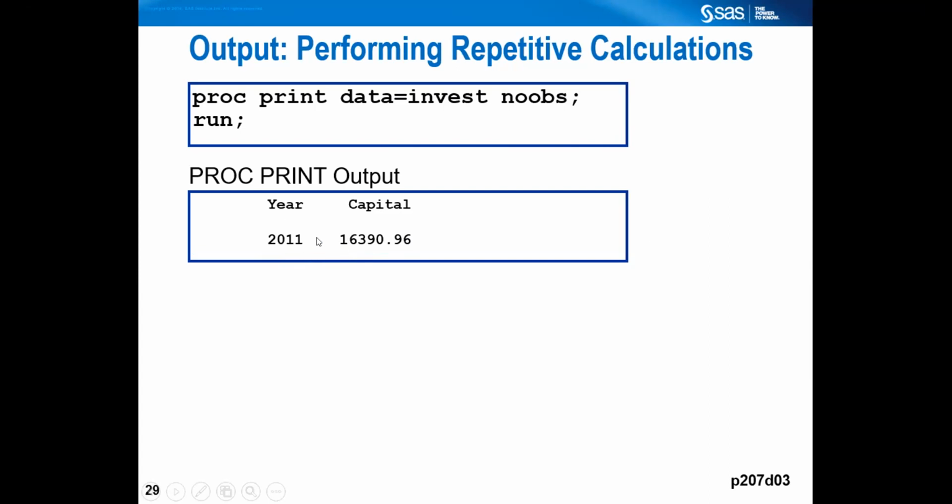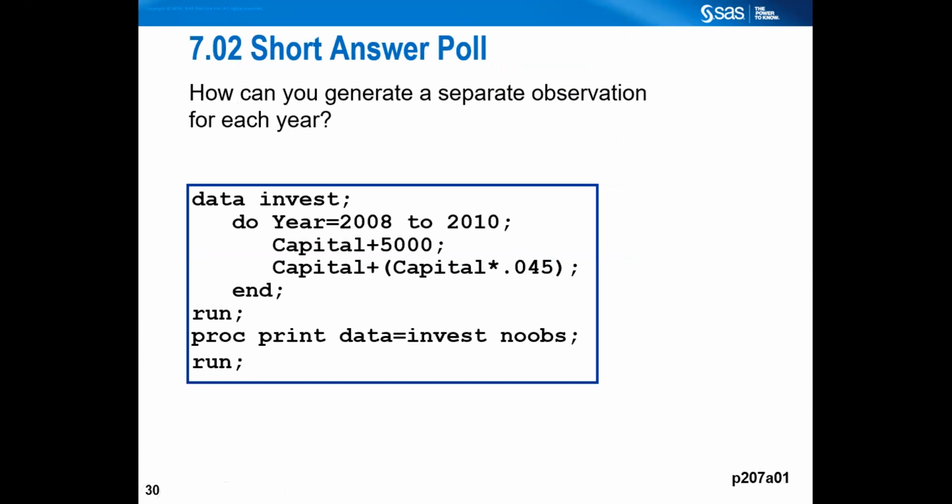You know why it's coming this way? Because the default behavior of the index variable is to increment beyond its top value. But this value is calculated for your previous years. All right. So in case, the question here is, how can you generate a separate observation for each year?